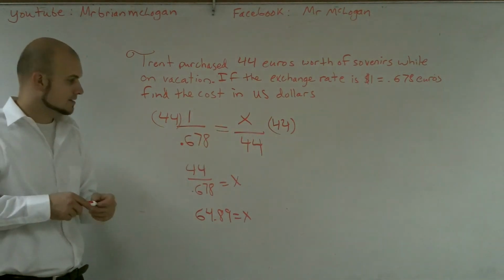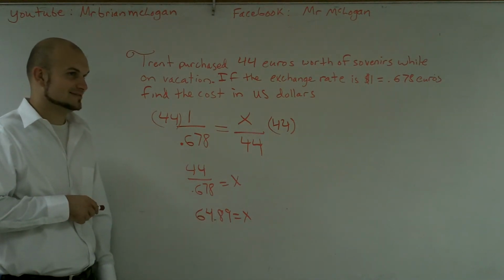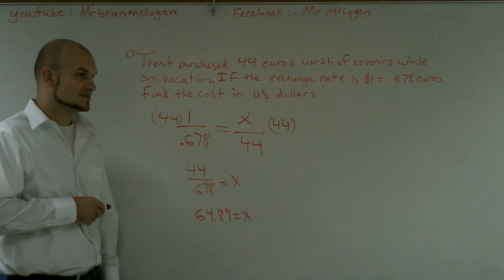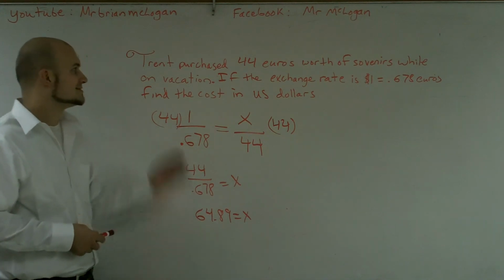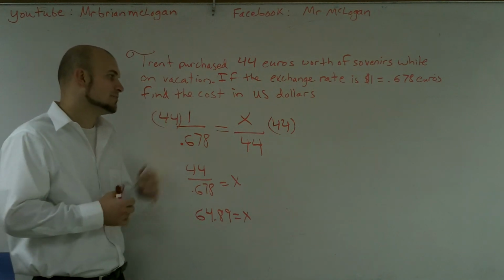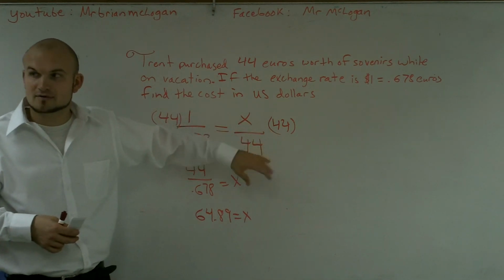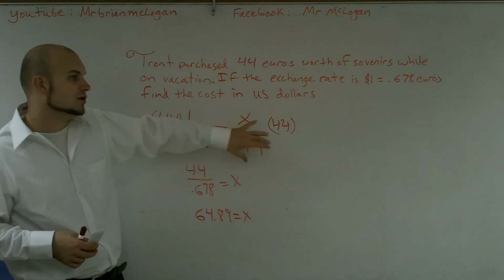All right? Why are we doing this? To find out how much US dollars you need to find. If you spend 44 euros, you need to know how much US money you spent. So that is how you solve a word problem using ratios and proportions, but more importantly, you solve it using the inverse properties of multiplication.